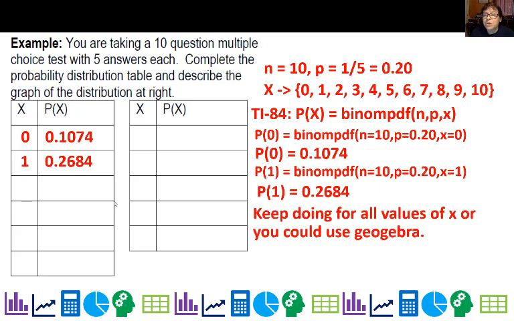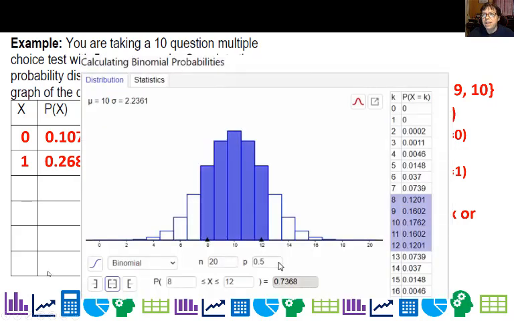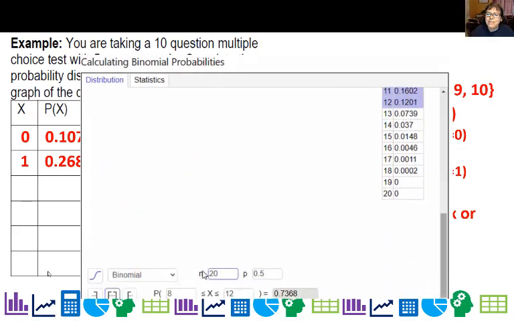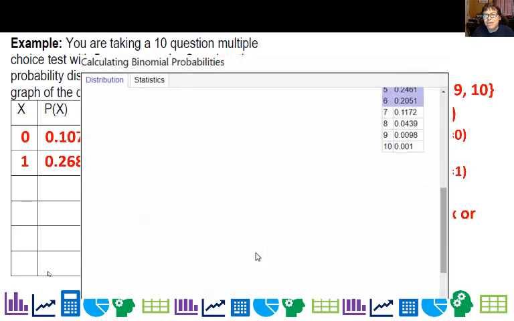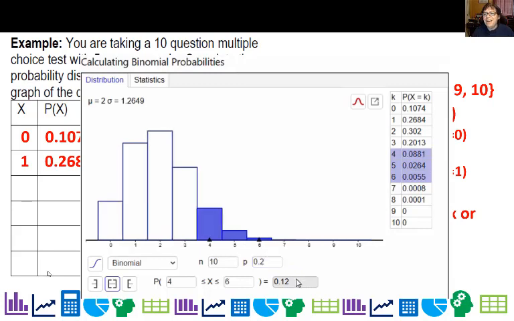We could use GeoGebra. So let me show you how the GeoGebra works, okay? So it can be a little wonky because you put in 10 and it slides down on you and it's fine. It's just fine. If you start typing in 10, it'll go to the right spot. And then see, it slides down on you again when you put in the 0.2, but it's fine. It's just fine.